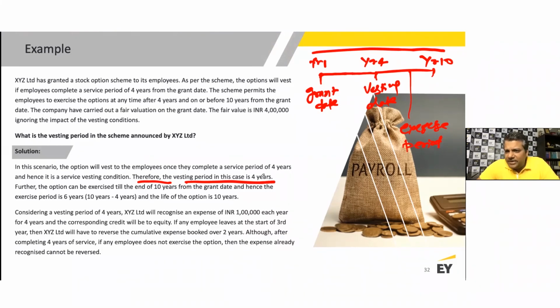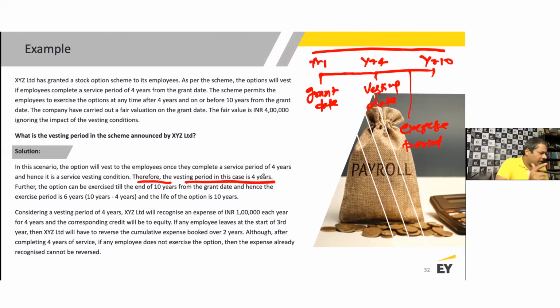Now, considering a vesting period of 4 years, XYZ will recognize an expense over the 4-year period, 100,000 each year for 4 years, divided by 4. And the corresponding credit will be to equity because it is an equity settled share-based payment arrangement. Had this been a cash settled share-based payment arrangement, there would have been an expense to liability, and then the liability was also required to be trued up at every measurement.